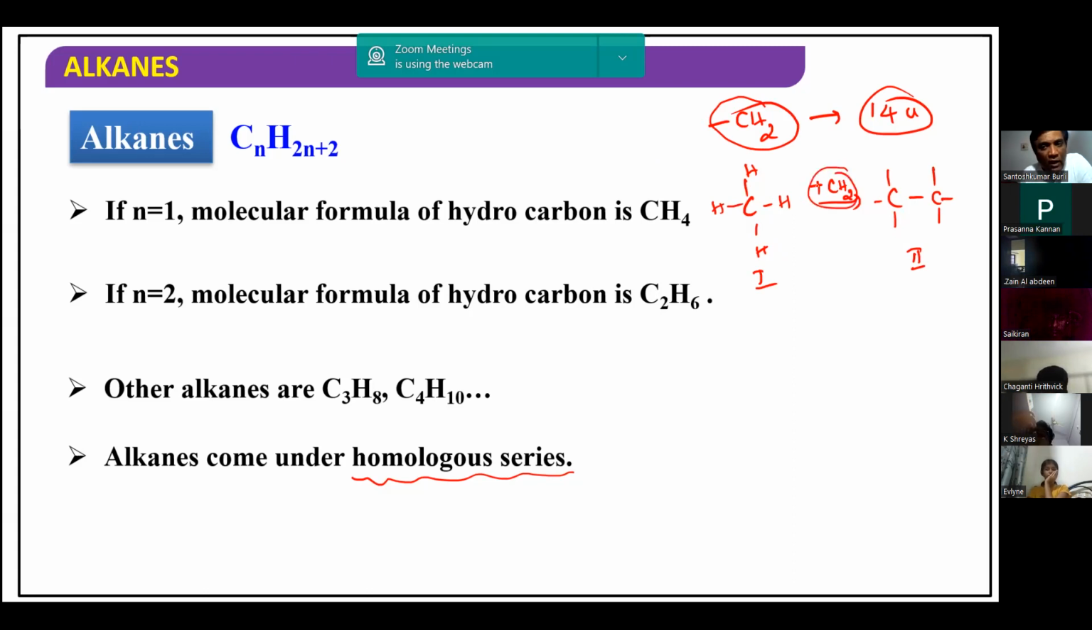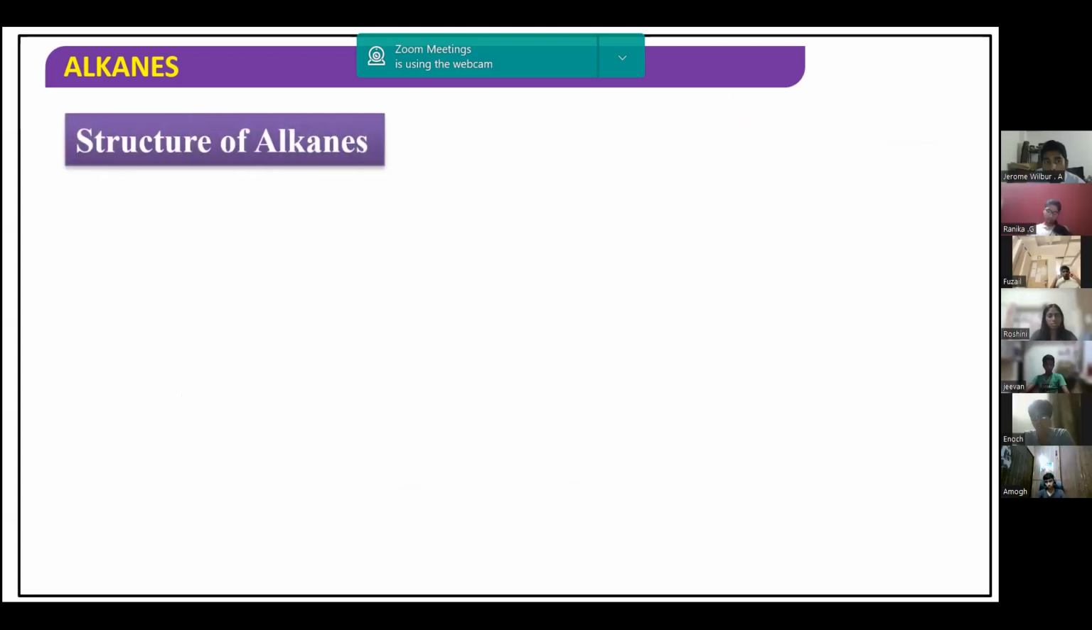What is the atomic mass of CH2? Carbon is 12 and hydrogen is 1, 1 plus 1 is 2, so the total mass you are adding is 14. That's why I said 14 u. So the successive members differ by CH2, or 14 u in mass, and we call this the homologous series of alkanes. The characteristics of a homologous series: they can be represented by a general formula, here CnH2n+2; they have similar chemical properties; and they show regular gradation in their physical properties. You have already come across all these characteristics.